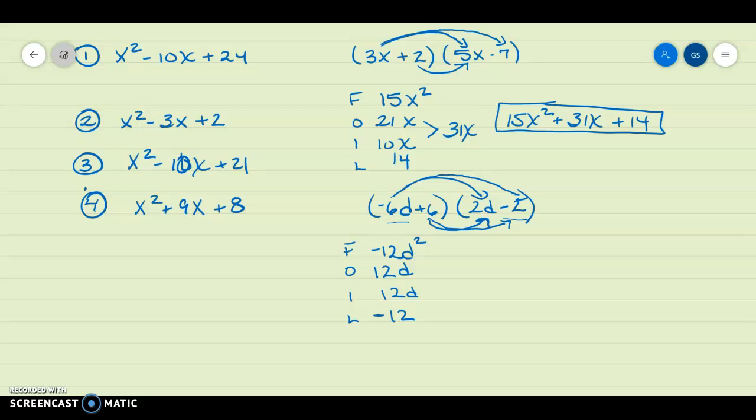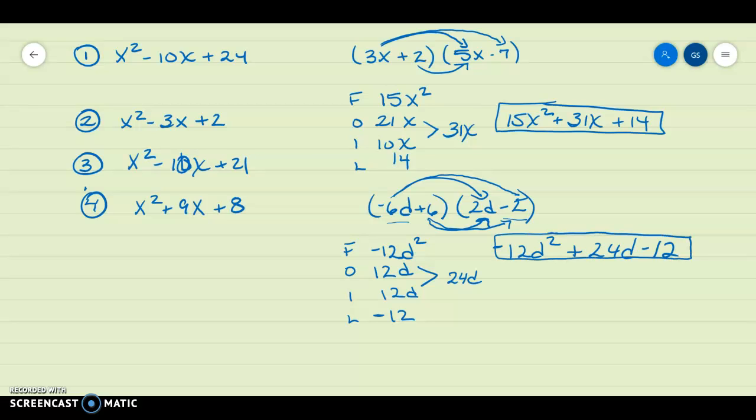All right, so our answer as a trinomial in standard form is going to be negative 12d squared. These two are going to get added together, 24d, plus 24d minus 12. Okay, that is the answer to that.